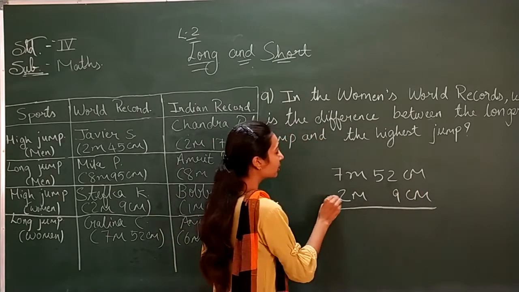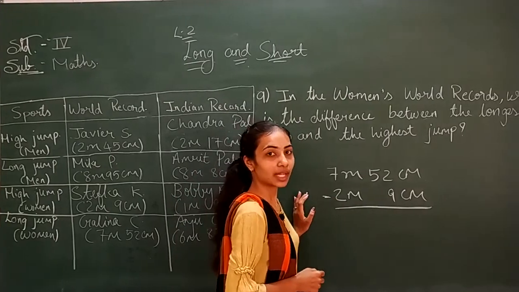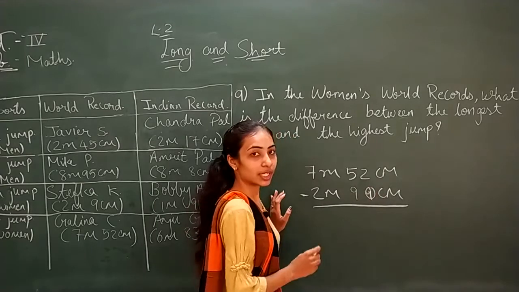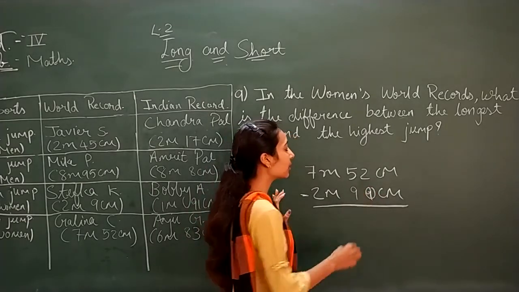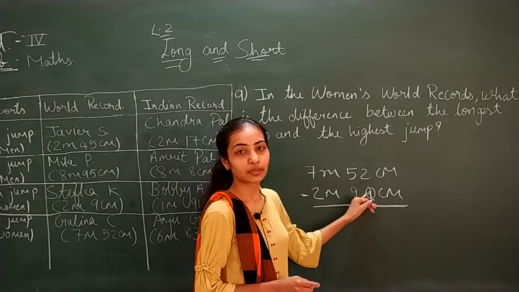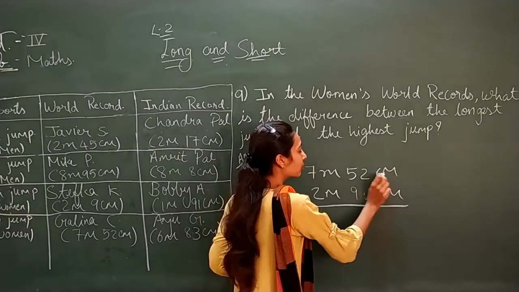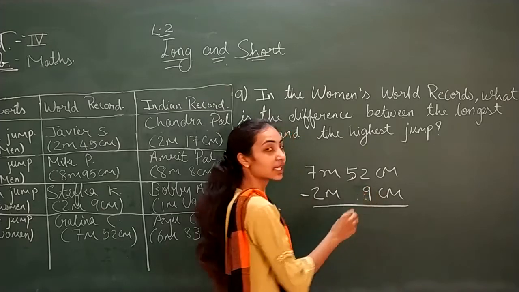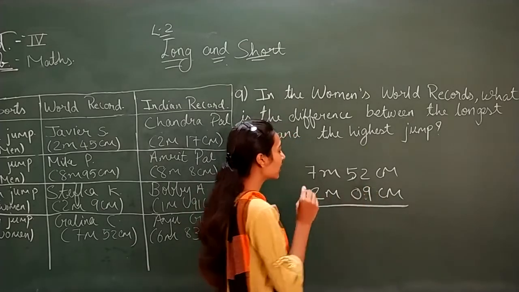Here we have 9 centimeter, we don't have 90, so we will not write 90 this way. If you write 9 here, you have to write 0 here, then it will become 90 centimeter. We don't have 90, we have 9 centimeter, so 9 we will write here and it will be 0.